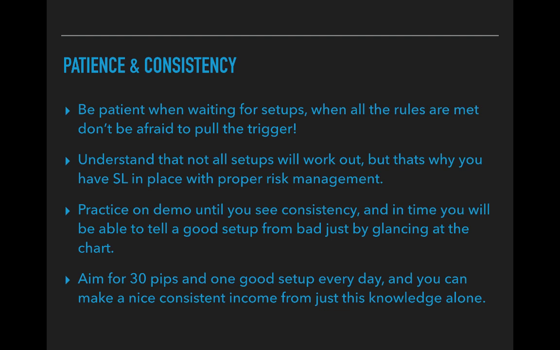Aim for 30 pips, okay, and one good setup every day, okay. That's really all you need, okay. And then you can make a nice consistent income from this, just from this knowledge alone, okay. Not just trading M's and W's. Forget about all the other stuff, right? All the other continuation trades and the different types of trades that you can learn from the market maker method. Just the M's and W's really can make you a nice consistent income if you just focus on one good setup and 30 pips a day.